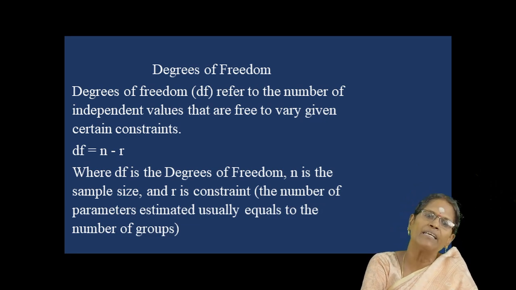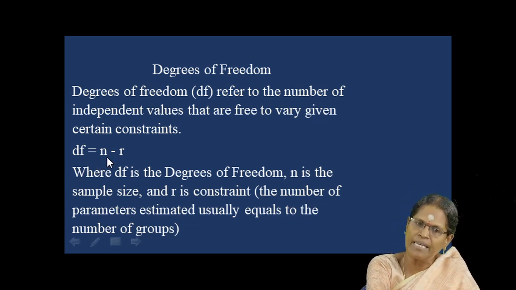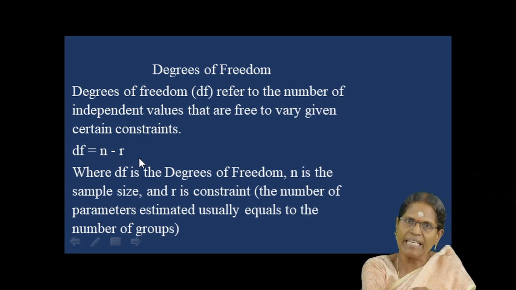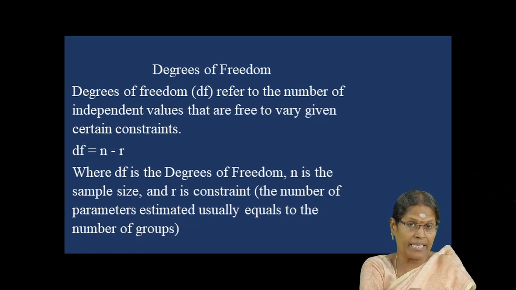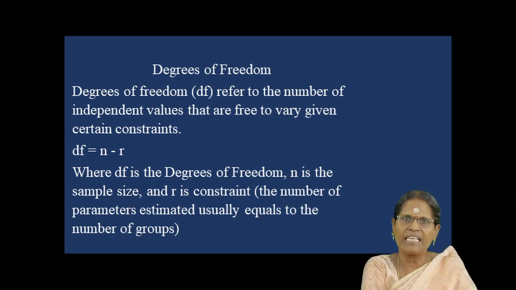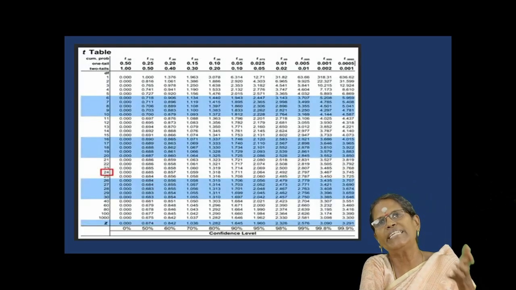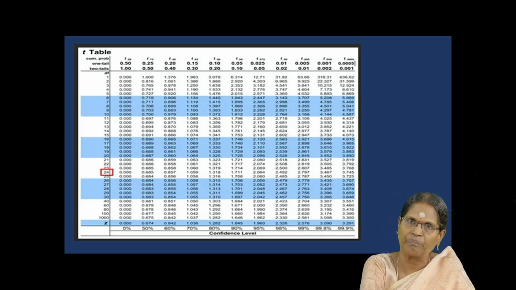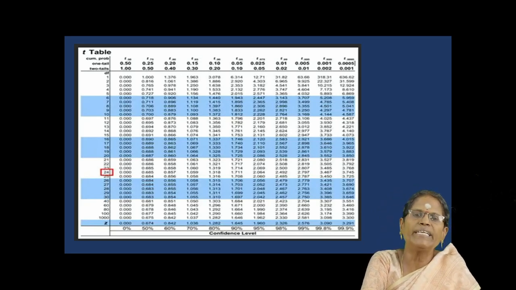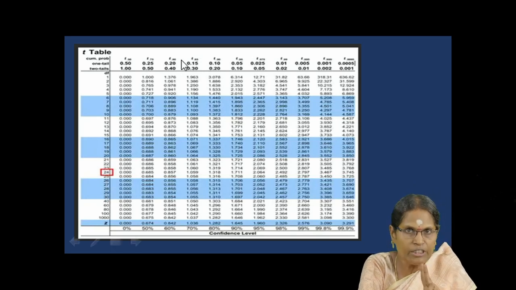So generally the formula for degrees of freedom is n minus r. N refers to the sample size and r refers to the number of parameters, that is, the number of constraints. Generally for the t-test, if it is a single variable and a single parameter, we use the term n minus 1. So after knowing the degrees of freedom, we can find the table value, that is, the critical value. To find the critical value, we have to understand 2 things.